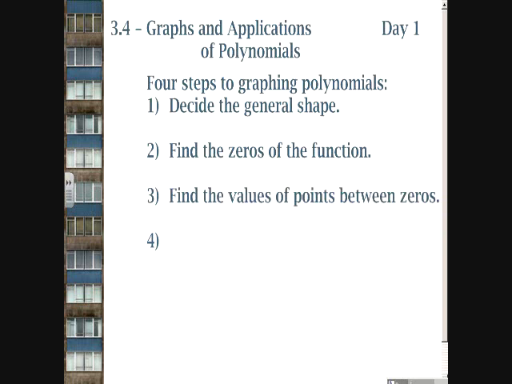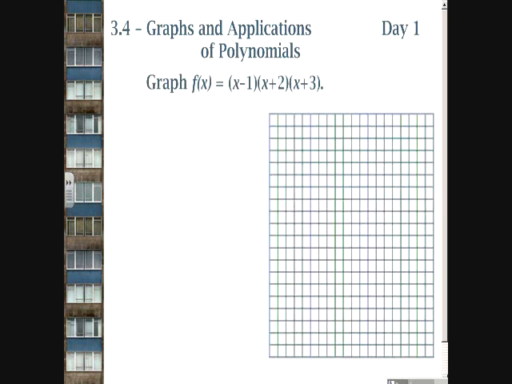The third step is you're going to find the values of points in between the zeros. That's so that you can get a nice shape to your graph, and so it's accurate, so you're not just blindly doing a really rough sketch. And then lastly, you're going to go through and actually graph everything. Okay, so the big ideas here are going to be general shape, find the zeros, find the points in between, and then graph. So the first one that we're going to do is very basic. It's already in factored form. So 1, general shape.